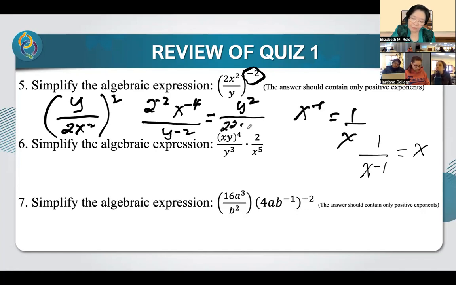This will now become 2 squared x to the 4th. So it's just the same as y over 2x squared raised to the power 2. So then you'll get the same answer anyway. 2 squared x to the 4th is 4x to the 4th, and then you have a y squared. In some cases you've forgotten to put down the 2 to the negative 2. So some of you had an answer 4y squared over x to the 4th, something like that. So the best way is when the exponent is negative, switch the position of the numerator and the denominator.